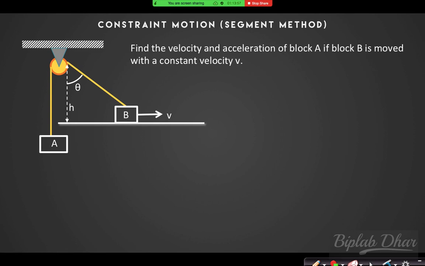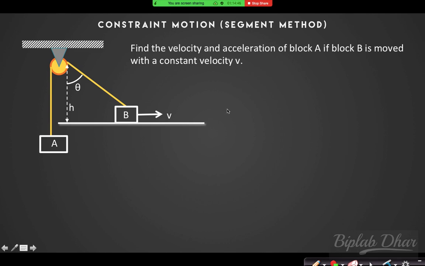The velocity of block A is v sin theta. Yes, V sin theta, velocity of A.